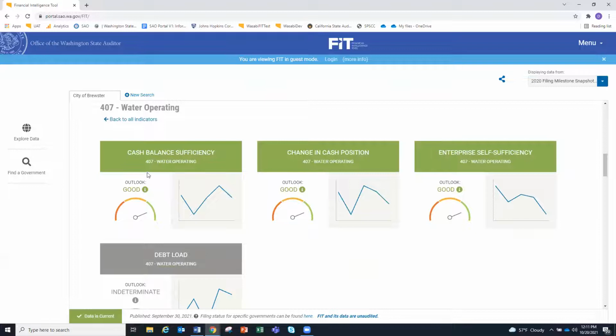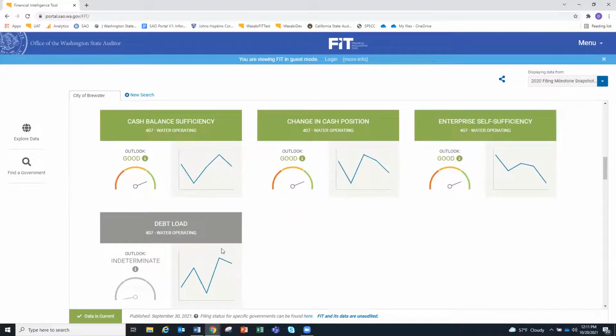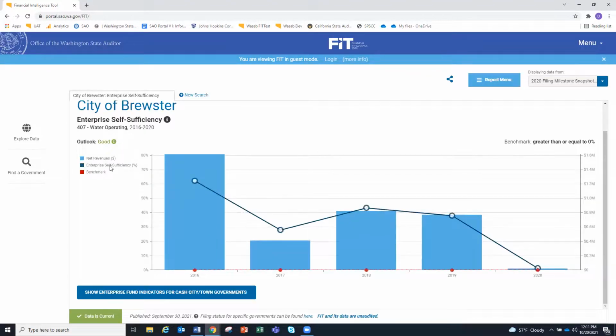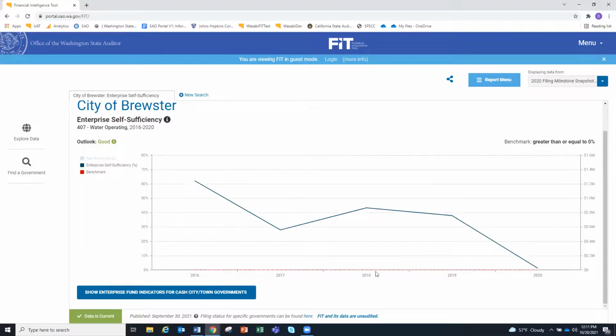You're going to have the indicators, and you're going to have a grayed out debt load, because remember when Niles was talking about enterprise activity, there is no standard that we can compare you to. So all we're doing is displaying the data and not showing the benchmark. So under enterprise self-sufficiency, again, you want to be bringing in more money than you're spending. So the benchmark is down here, and the City of Brewster's information is up here above the benchmark.